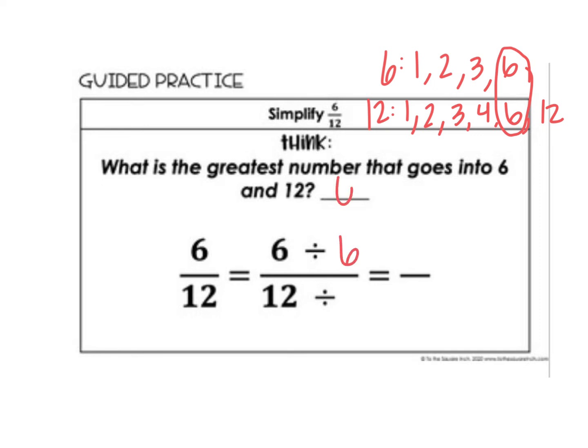So I'm going to divide the top and bottom by 6. 6 divided by 6 is 1, and 12 divided by 6 is 2. Now the only factor they have in common is 1, so then we are all done, and there's our fraction in simplest form.